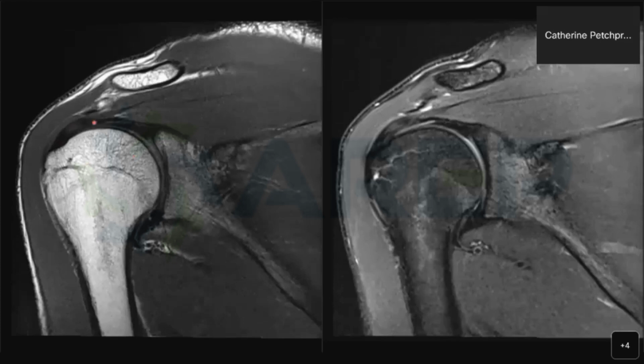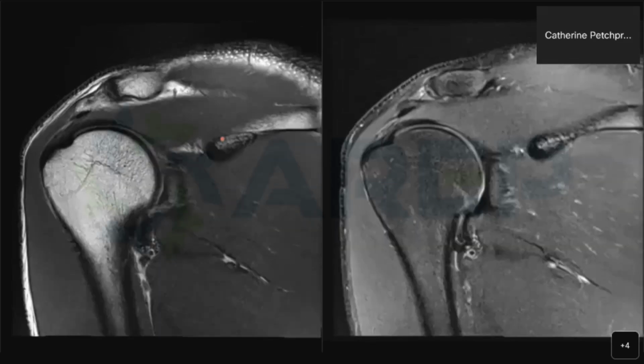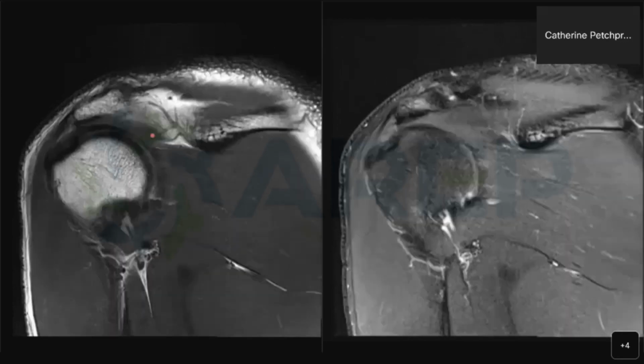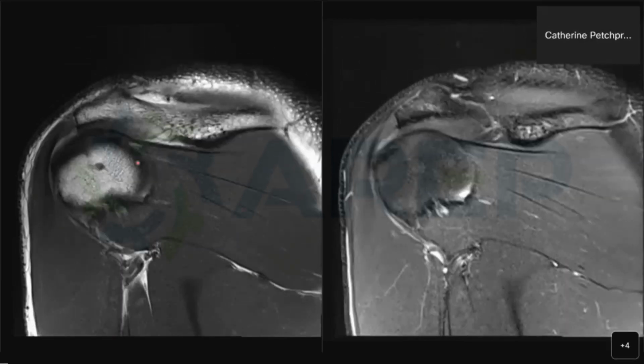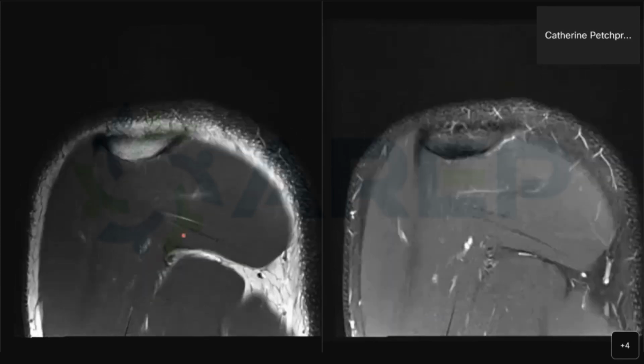This is the supraspinatus tendon and muscle. The muscle has a somewhat horizontal orientation. This is the infraspinatus muscle, which has an oblique orientation, and the infraspinatus tendon inserting on the greater tuberosity. And this is the teres minor muscle and tendon.